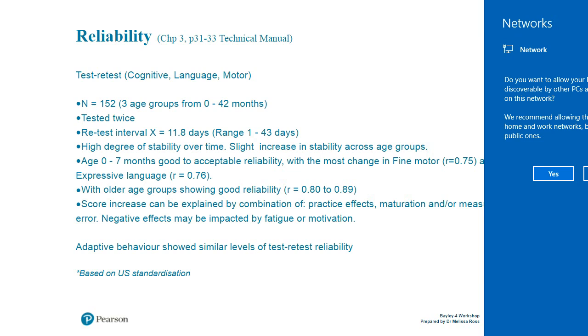152 children were tested twice with a retest interval of 1 to 43 days, with an average retest interval of 11.8 days. There was a high degree of stability over time, with a slight increase in stability across age groups. It is reassuring that there is greater stability at higher age ranges, as developmental change slows down as we age. For example, one would expect that a 4-week-old infant would show more developmental change in their motor skills in a 6-day period than a 9-month-old infant.